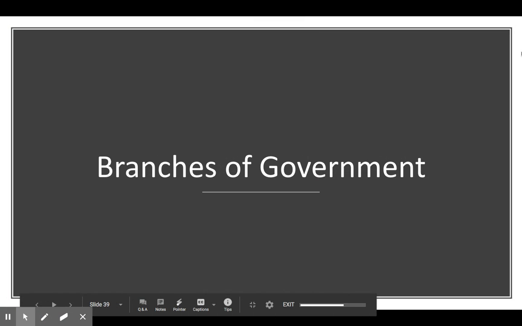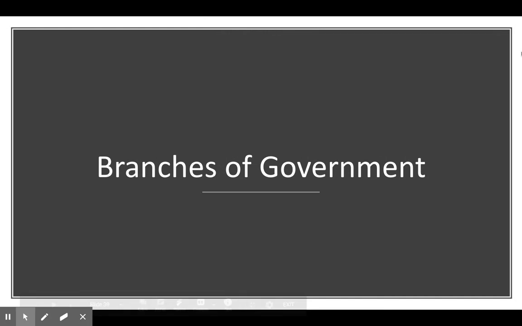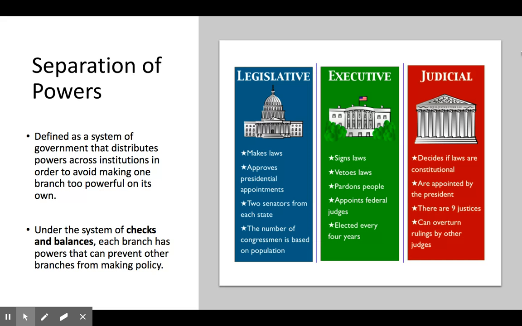In the last video lesson, I talked about the Great Compromise and how it established a bicameral legislature in the United States. And I also talked about the Three-Fifths Compromise, which determined how slavery was going to factor into representation in Congress. So we're going to go a little bit further today into the Constitution and look at those three branches of government that are established.